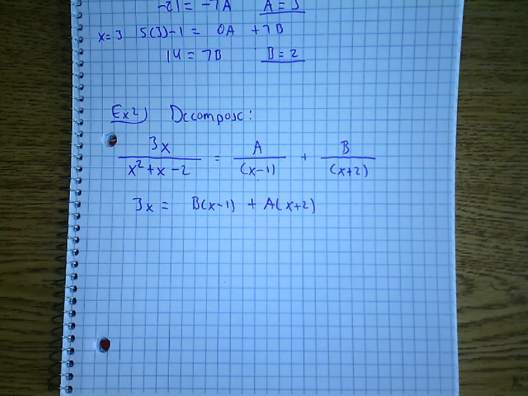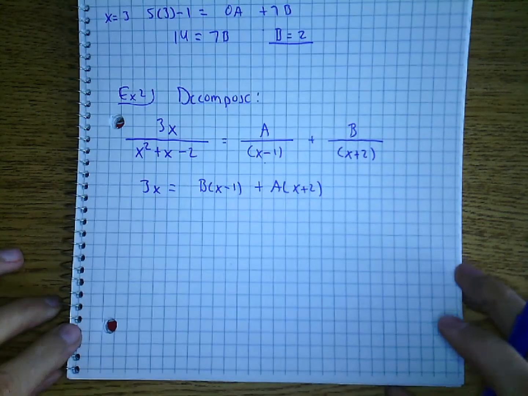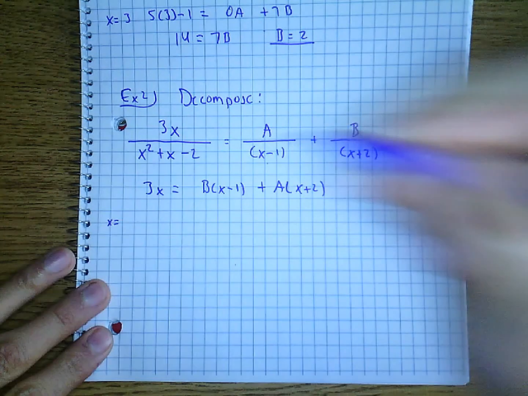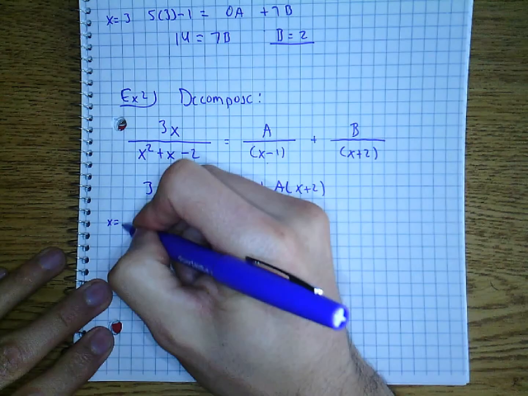The other method? Good for you. All right. What would be a good x value to try? 1. And what else? Negative 2. Cool. So let's just go ahead and do both.